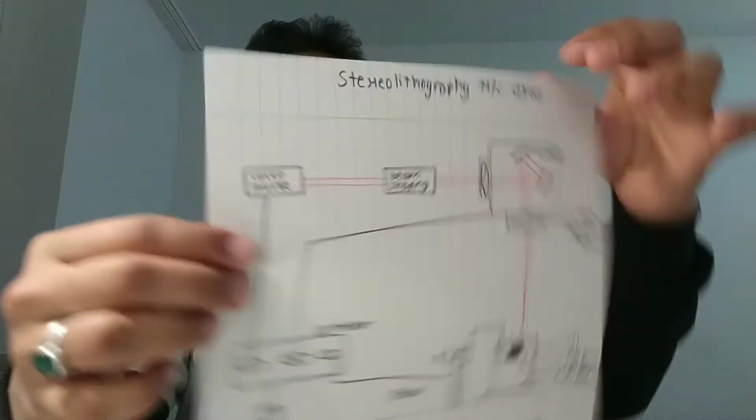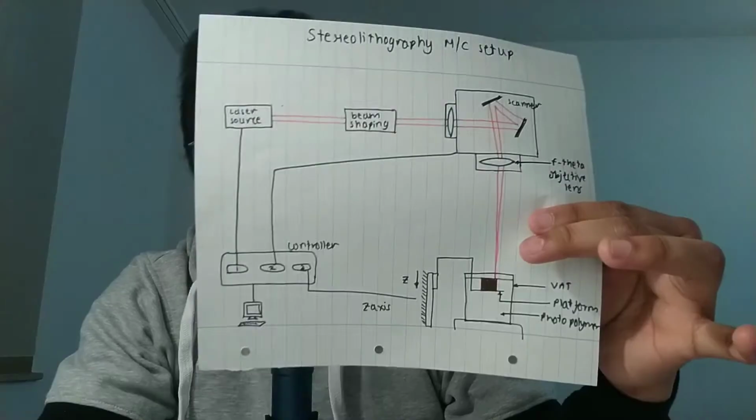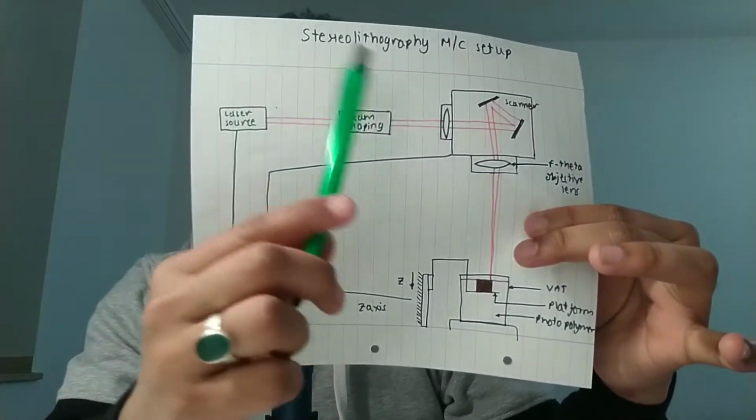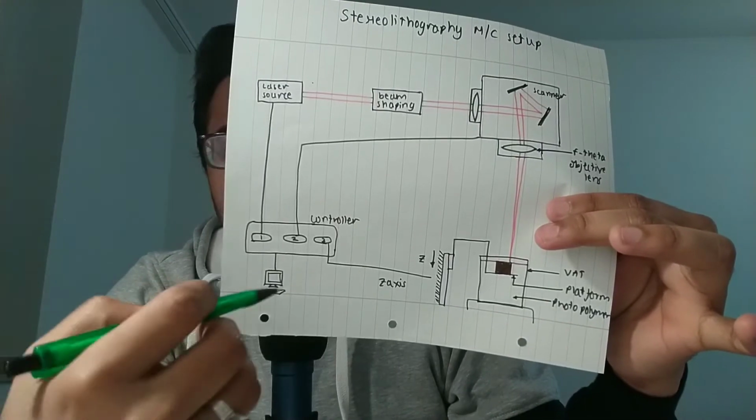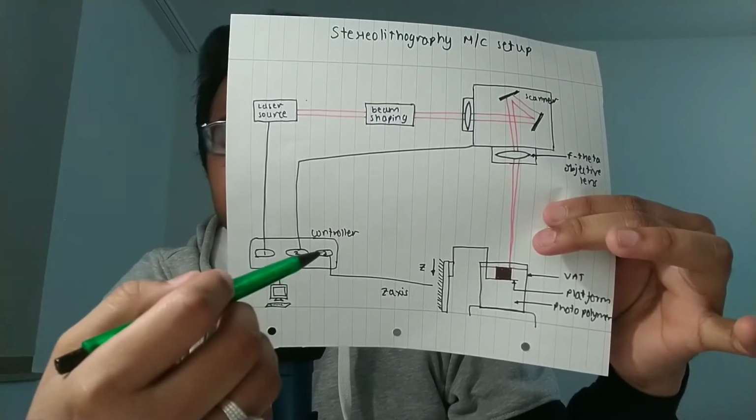So I made this diagram on this page. If you want, you can take a screenshot of it. So these are the main components of a stereolithography machine. The first component is this computer, which controls this controller. The controller is divided into three parts.